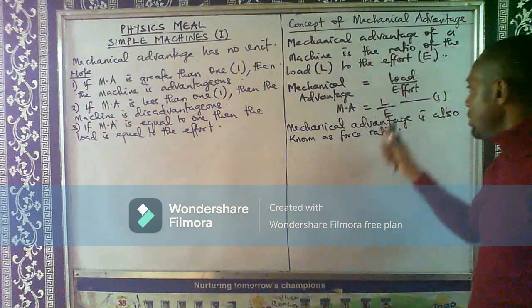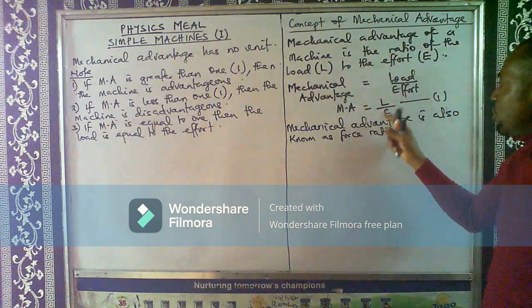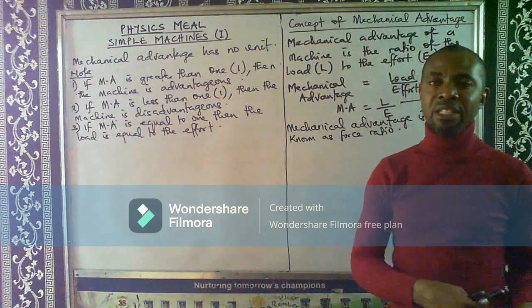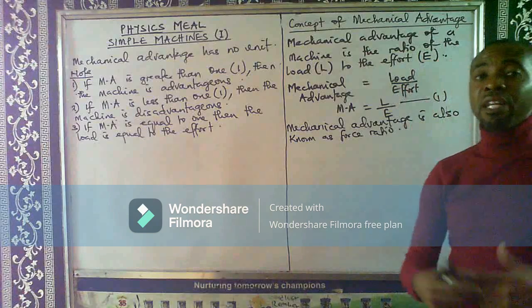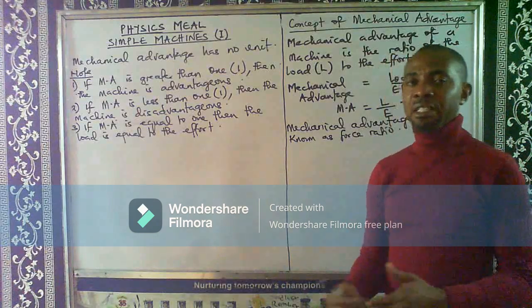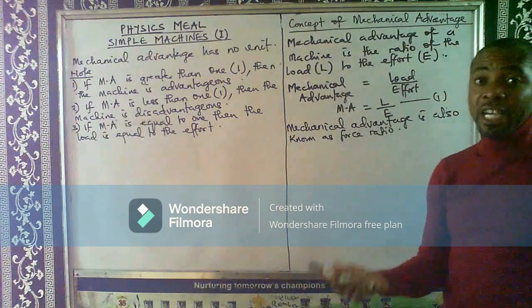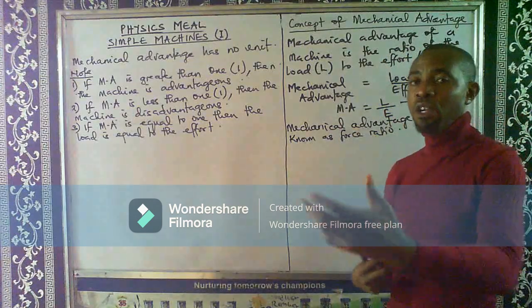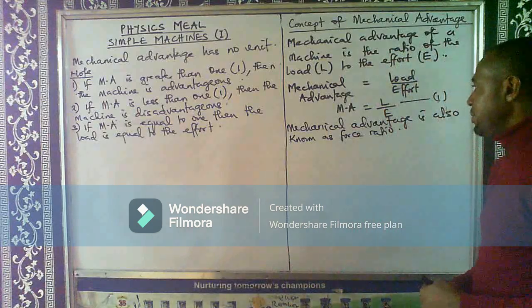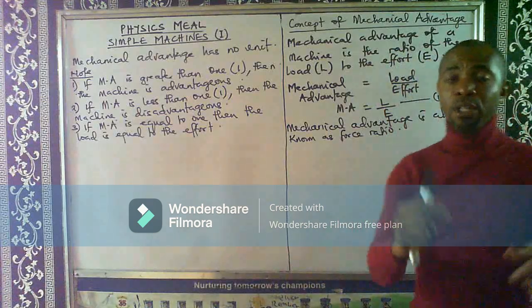Then, in the third case now, if mechanical advantage is 1, it means that load is equal to what? Effort. If these two are equal, then they will just divide and we have 1. So in that case, we cannot actually ascertain whether the machine is useful or not. It's not useful, it's also not disadvantageous. We did not gain anything because the value of the load is also the value of the effort that we supplied.